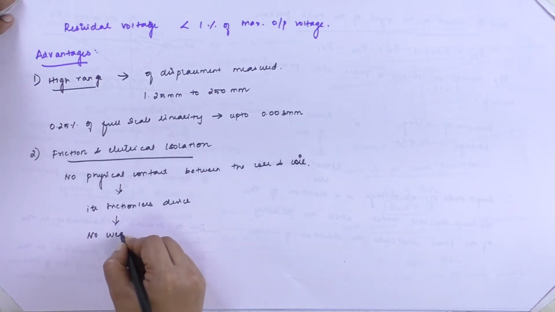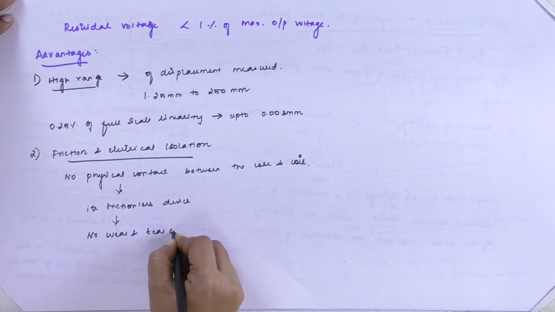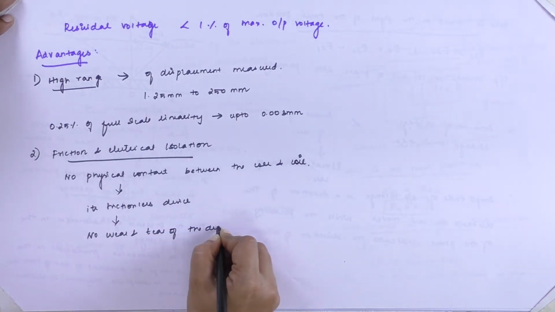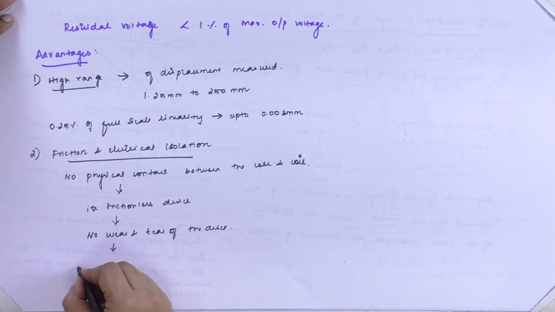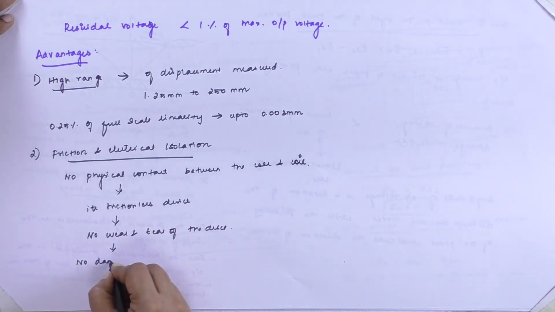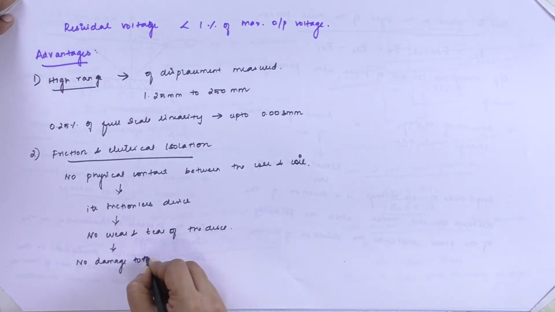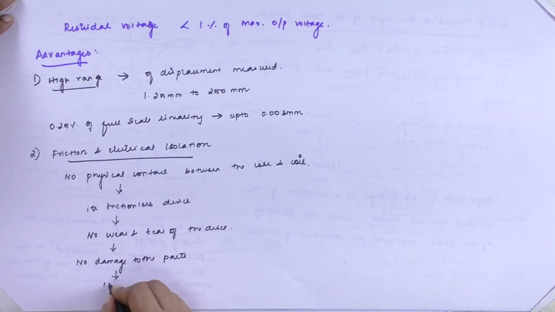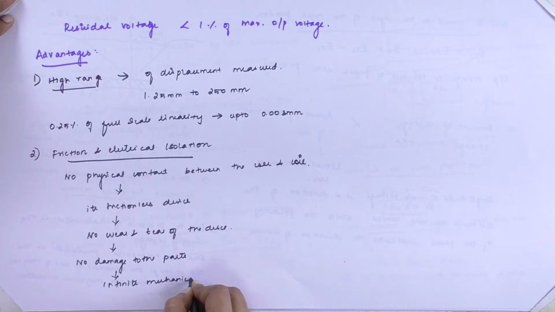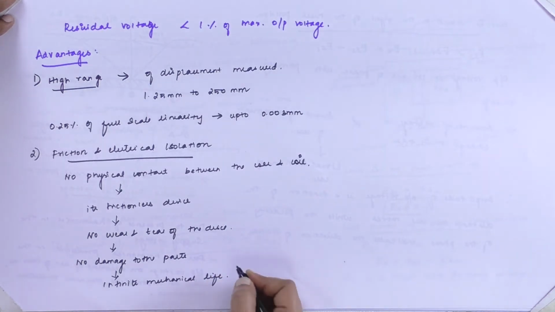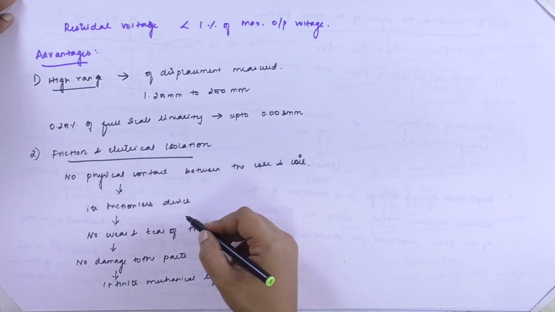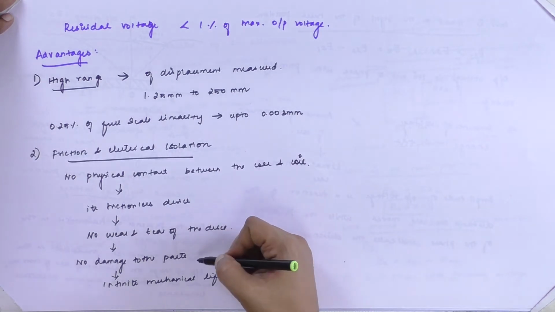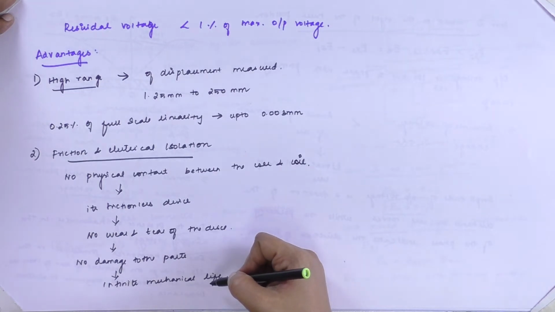So there will be no wear and tear of the device, which also causes no damage to the parts. So it has an infinite mechanical life. The frictionless device has no wear and tear and does not cause any damage to the parts of the LVDT, which gives an infinite mechanical life.